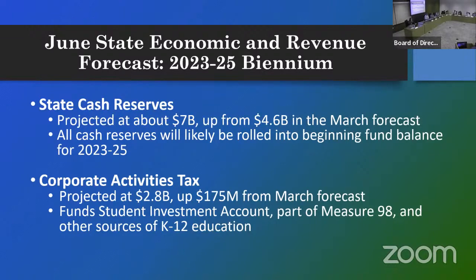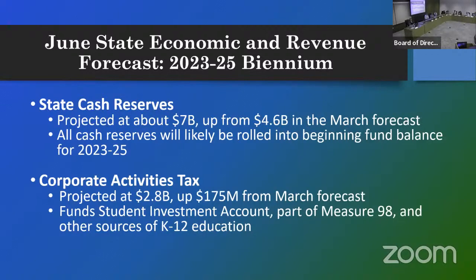The state projects to have about $7 billion in cash reserves going into the next biennium. That's nearly 25% of their total budget, which is, I don't recall ever seeing reserves anywhere near that level in the state. And that's good news because that's a good hedge against a potential recession for us if and when that occurs. So in addition, we need reserves. They have reserves. That sets up well for us for the long haul.